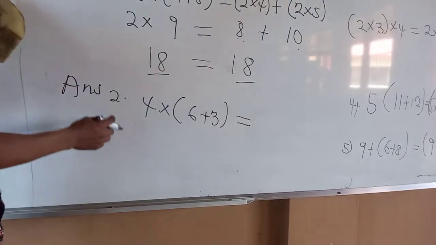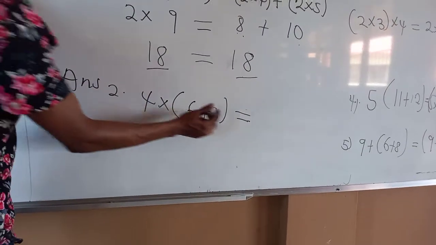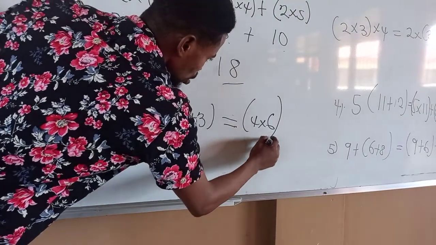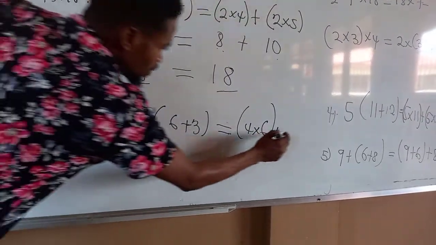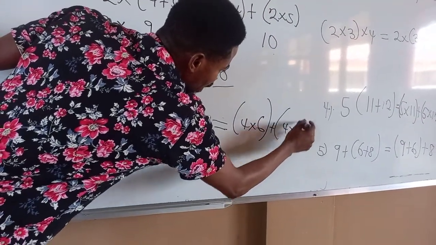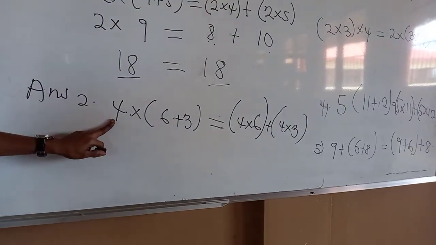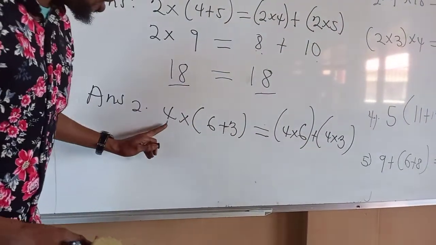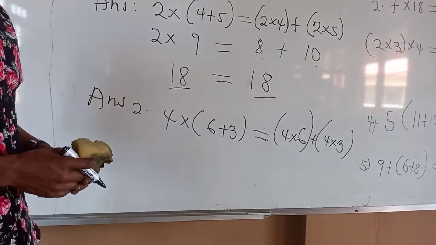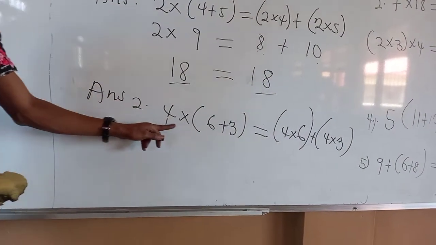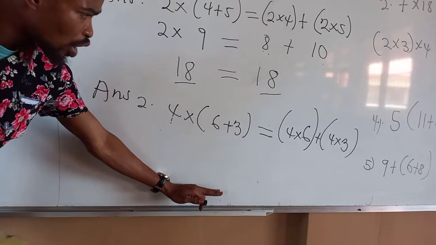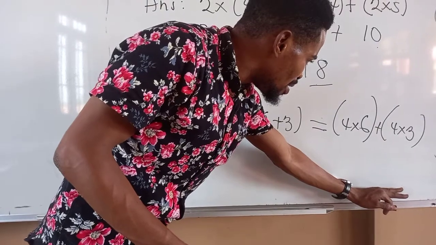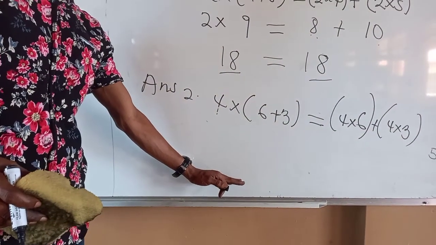So I come here. What am I doing? I multiply 4 by 6. 4 times 6. Bracket close. Plus 4 times 3. I am done. 4 times 6, and then plus 4 times 3. So I come here. If I multiply this by this, the answer that I got must be the same as what I've gotten here. Must also be the same as what I've gotten here.